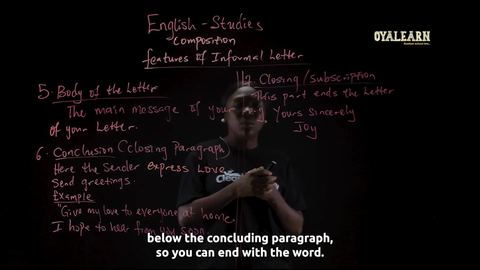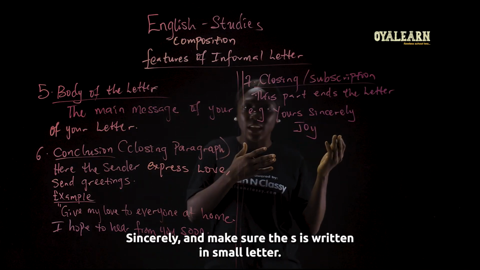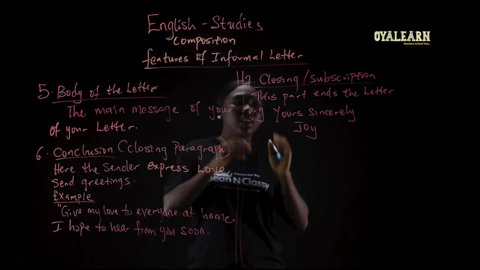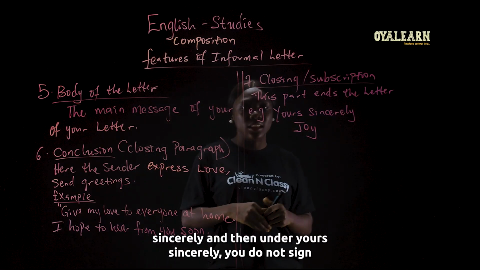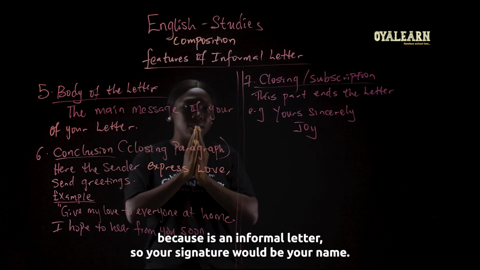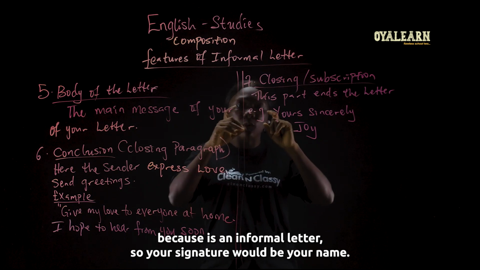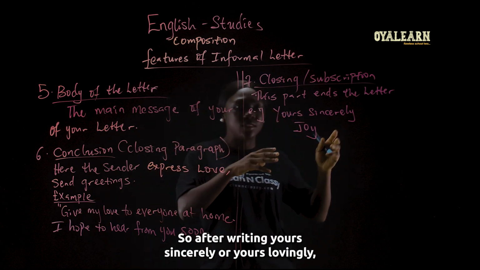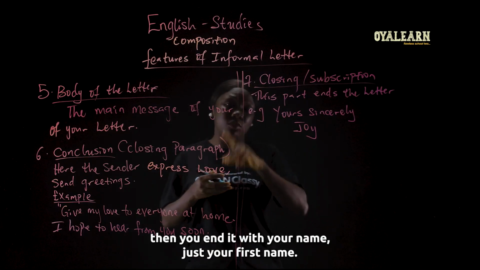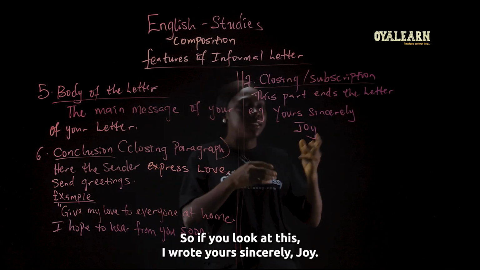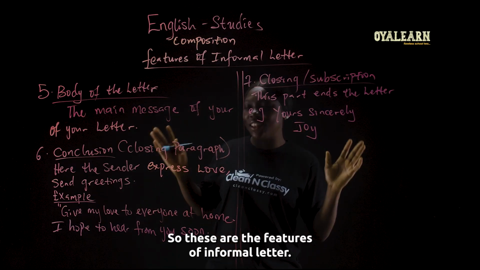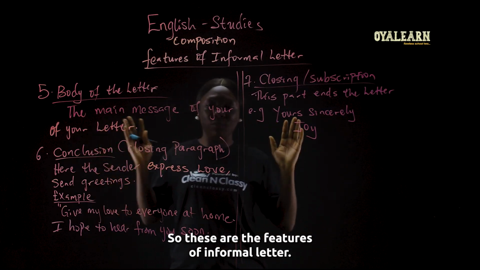You can end with the words yours sincerely, and make sure the s is written in small letter. Yours sincerely. Then under yours sincerely, you do not sign because it's an informal letter, so your signature would be your name. After writing yours sincerely or yours lovingly, you end it with your name, just your first name. So if you look at this, I wrote yours sincerely, Joy. These are the features of an informal letter.